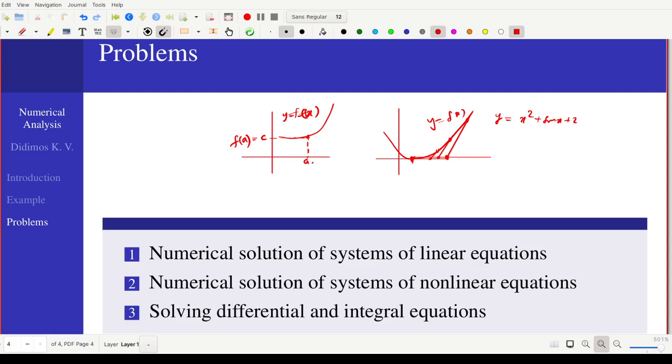One other area of mathematics in which numerical analysis is used is solving differential equations and integral equations. In this course of numerical analysis, we will discuss such things in our syllabus, and from the next class onwards we will discuss some fundamental definitions and some operators to make these numerical methods easy. Okay, thank you.